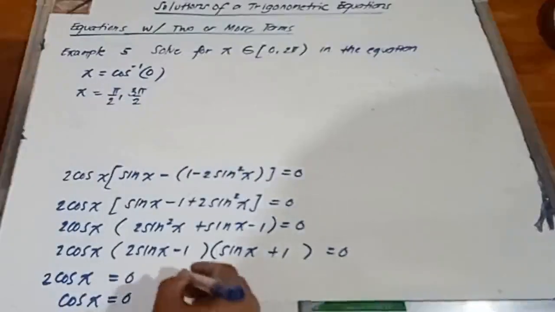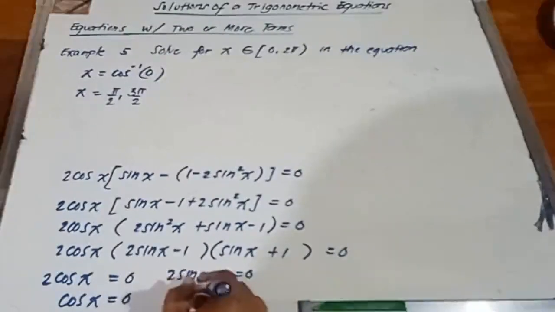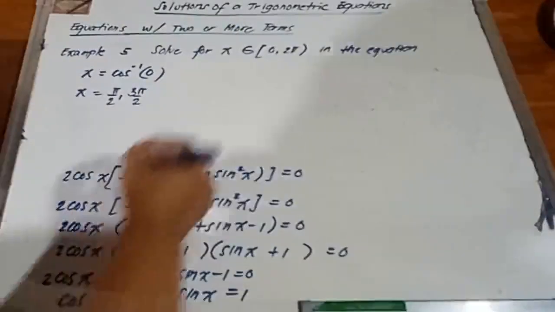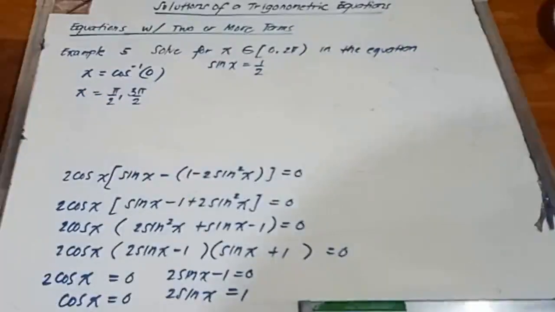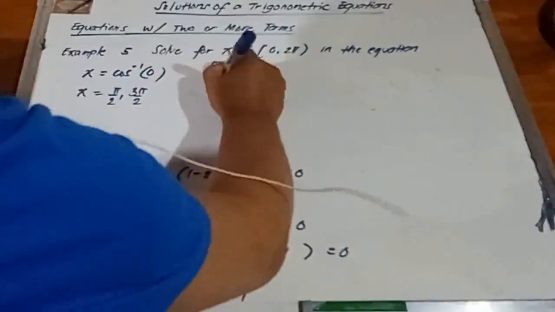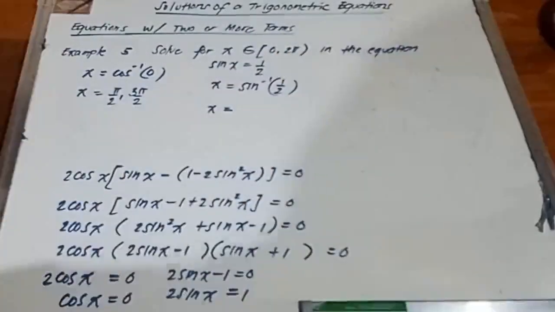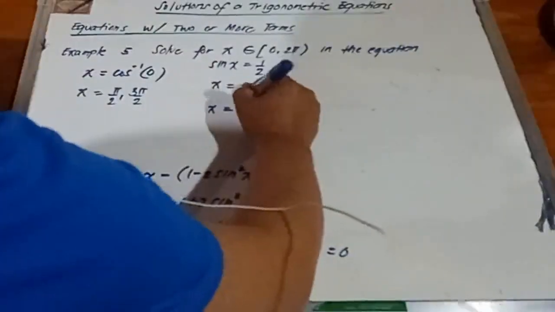Then, yung isa naman, this one, 2 sine x minus 1 equal to 0. So, we have 2 sine x equal to 1. Divide both sides by 2. We have sine x equal to 1 half. And then, x here is sine to the negative 1 of 1 half. So, what angle if we get its sine will result to 1 half? Gamit yung table of values natin, that is 30 degrees or pi over 6. Okay? So, pi over 6.